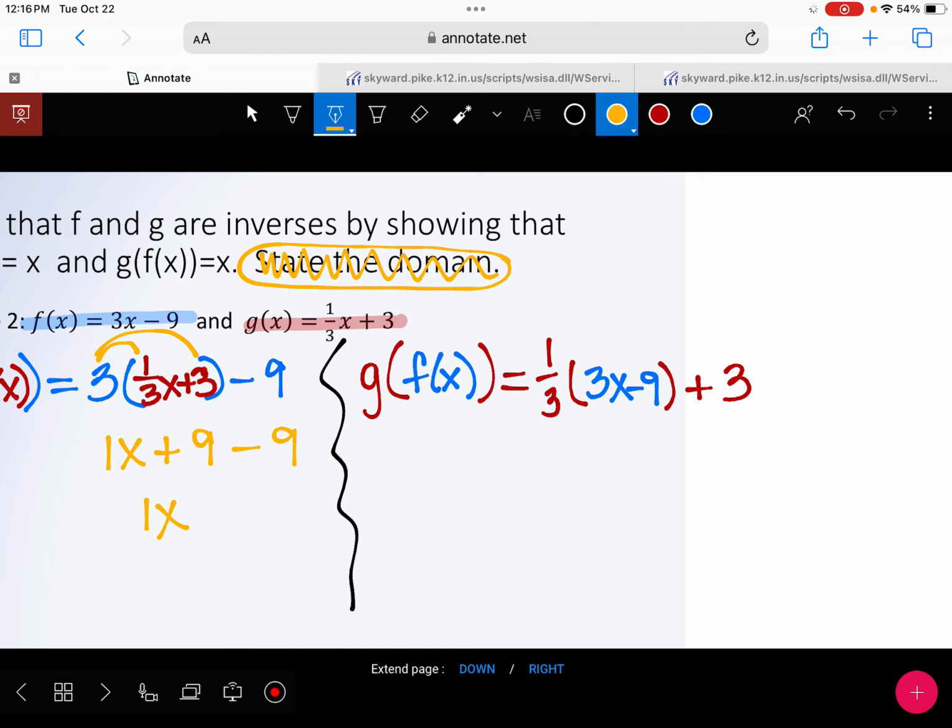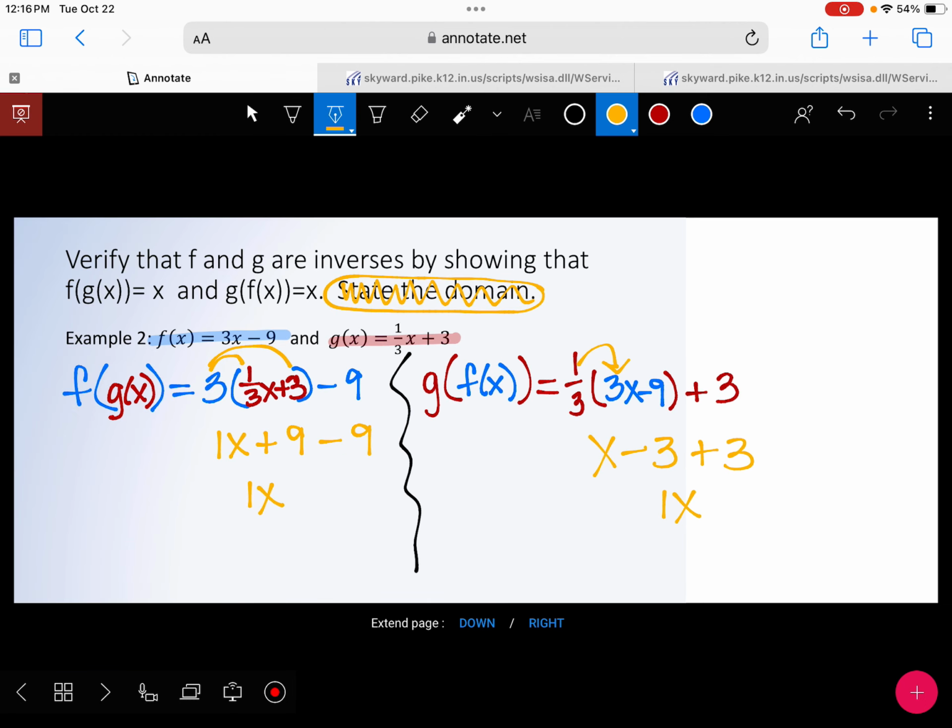All right, so what is 1/3 times 3x? What did you say? X. What's 1/3 times -9? What did you say, Eric? -3. Bring down the plus 3. And then -3 plus 3 is x. So we can verify that they're inverses.